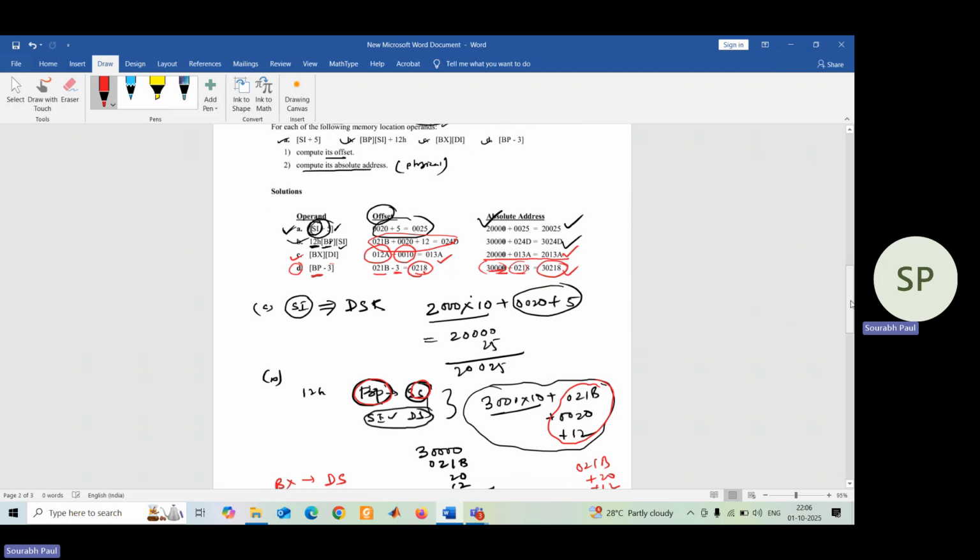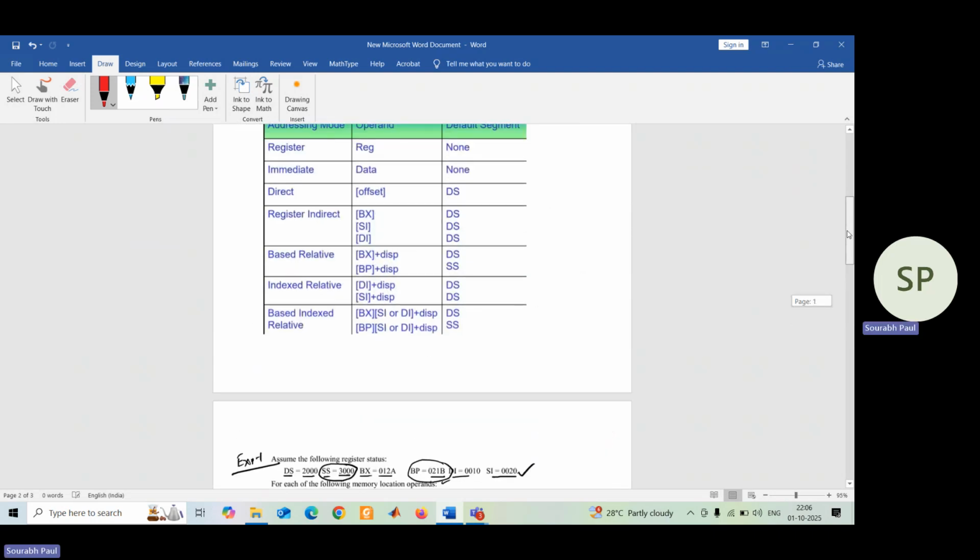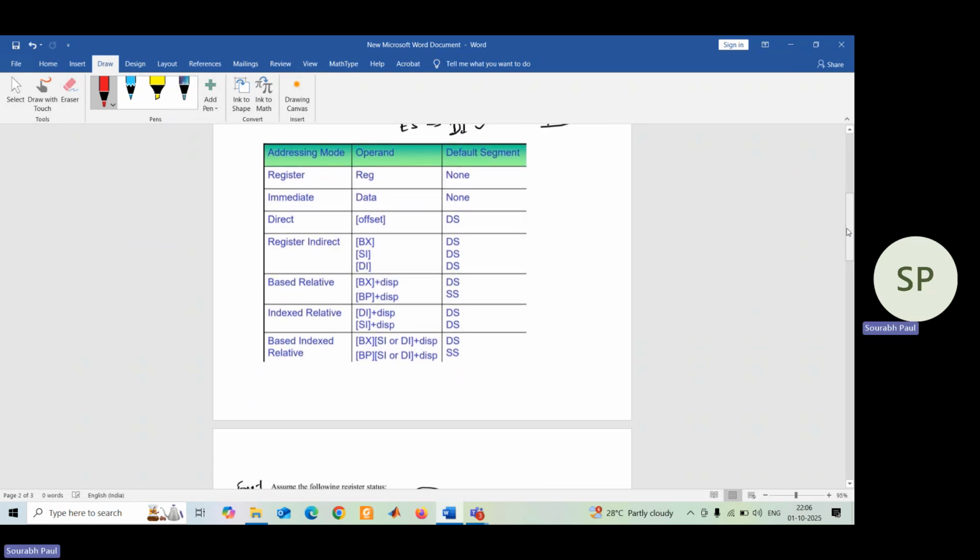Now other than that, you should remember this table while solving this kind of problem, when some instruction is given. So from the instruction, you need to identify the addressing mode, and from the addressing mode, you need to do the calculation. Now, this is the table you should remember. Now, register addressing mode means you need not calculate any physical address. Why? First, I am giving one example of register addressing mode.